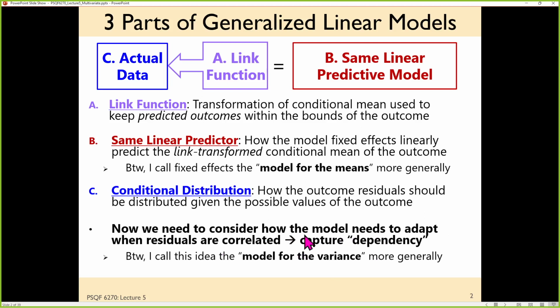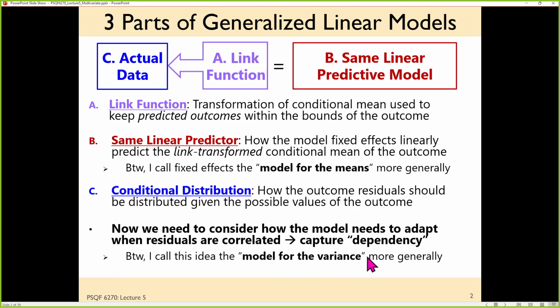So this is the additional part that we have completely ignored up to this point in this class, because all of the examples that I've given you are using independent samples. Cross-sectional data, one per person, and no other higher level sampling structure that would cause additional layers of dependency. So now we have to figure out how to adapt the model for situations in which we have some kind of pattern of dependency. And you will start to hear me lump together this idea along with the conditional distribution as model for the variance.